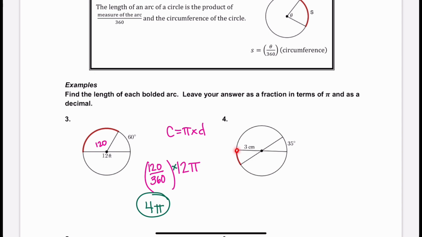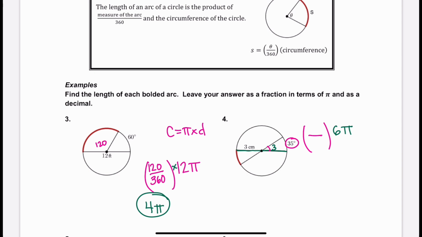Now if I want to find this piece here, I need to know first the circumference of the whole circle. The radius is 3 centimeters, so the diameter would be double that. 3 plus 3 would be 6 centimeters times pi. Pi times the diameter would be our entire circumference, but I don't want the entire circumference. I want a piece of the circumference.